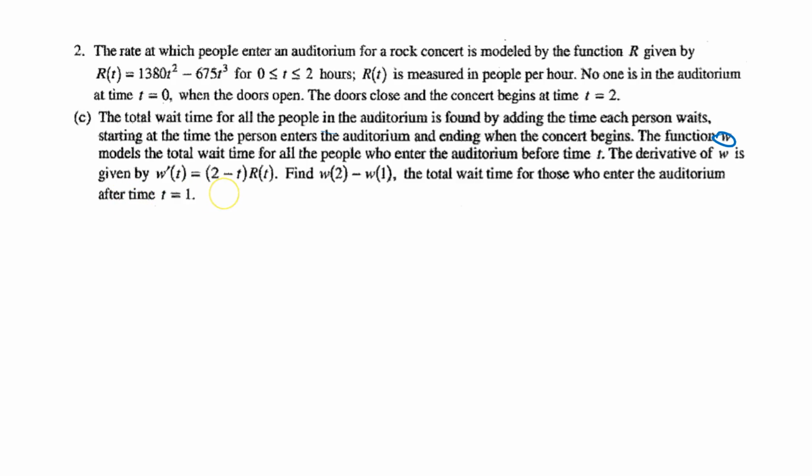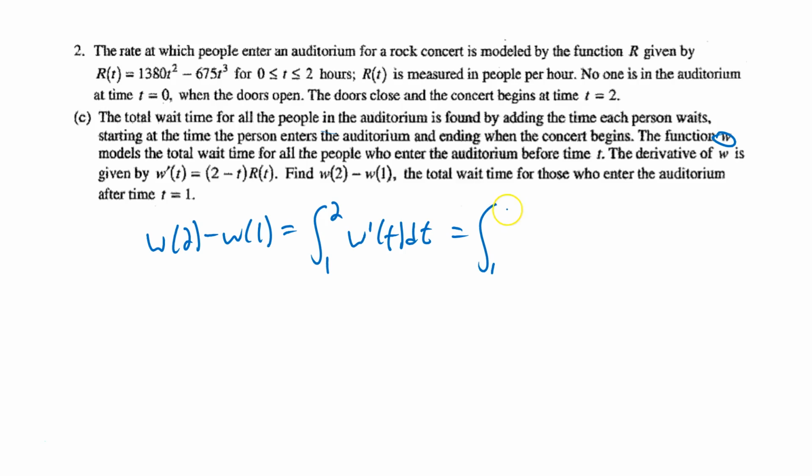They give us the derivative of W. They want W(2) minus W(1), which is going to represent the total number of hours people waited after time t equals 1. Well, that's just the integral from 1 to 2 of W prime. And we have that function, so we can do it on our calculator. So we integrate from 1 to 2, (2 minus t) times r of t dt. Since I have r of t stored in my calculator, I'm just going to punch that exact thing in. When you hit enter, I got a value of 387.5 hours.